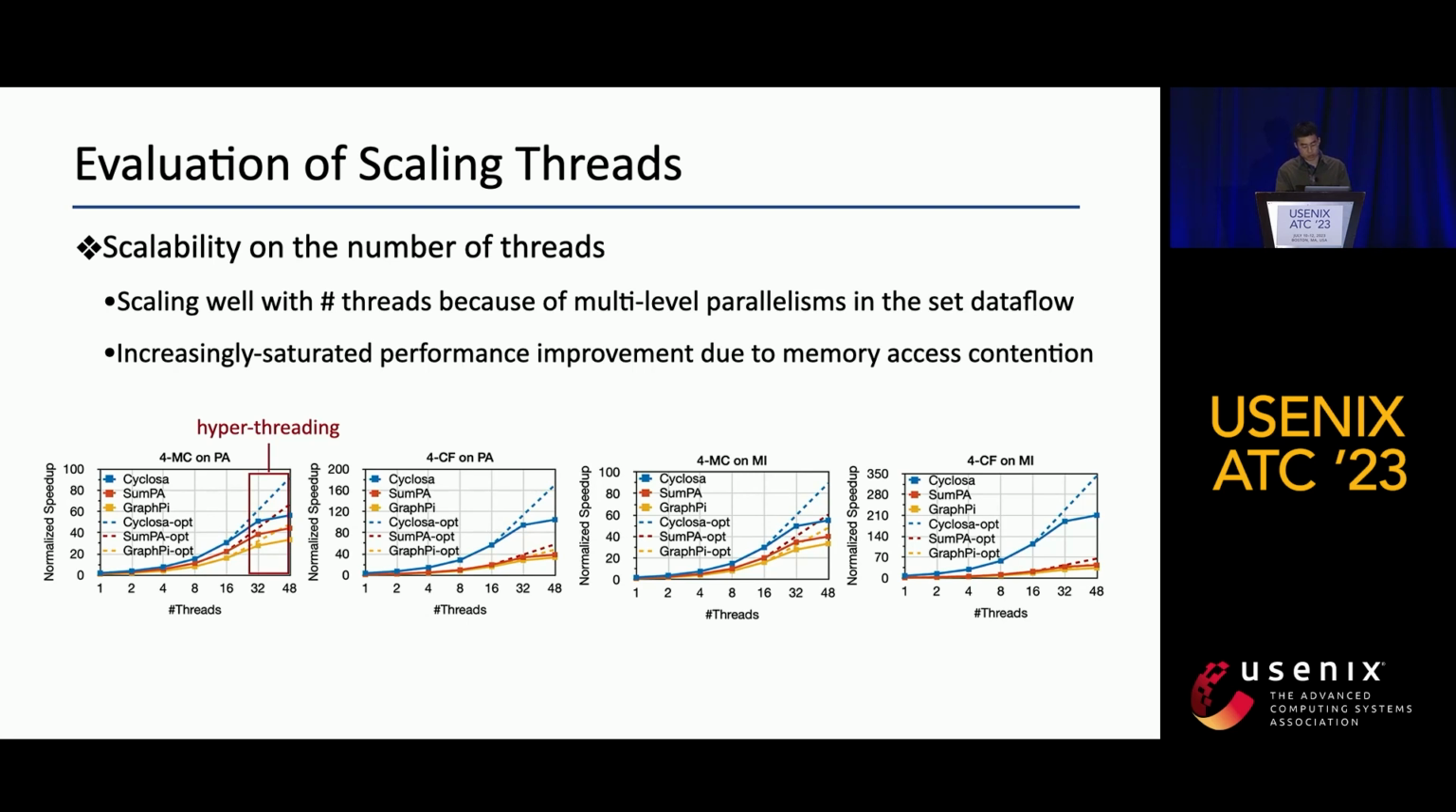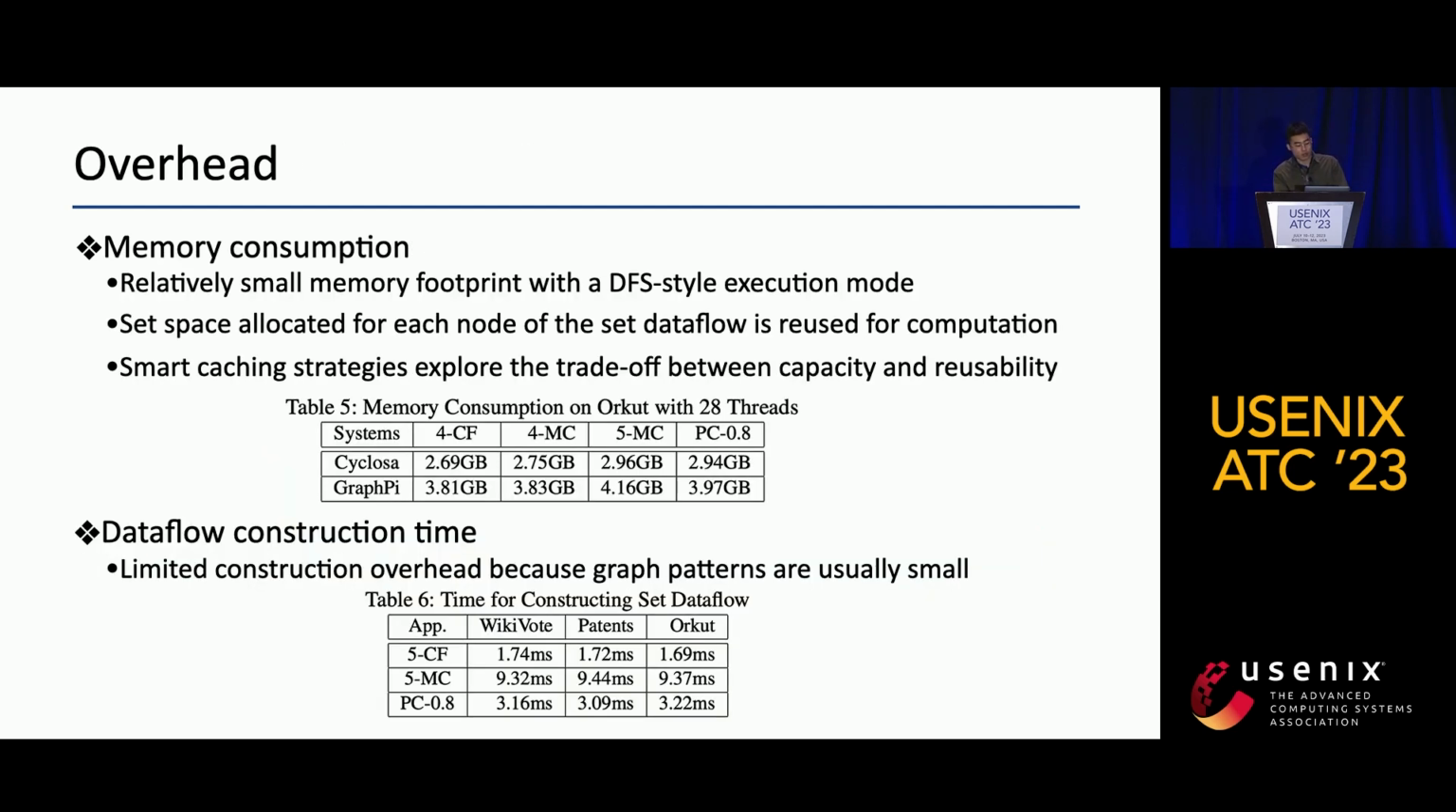We also test the scalability of Cyclosa with an increasing number of threads. Cyclosa scales well with physical cores because multi-level parallelisms for the sets are explored. We also support fine-grained load balancing scheduling among sets. However, hyperthreading is less effective than previous studies since memory access contention becomes an issue when maintaining the sets.